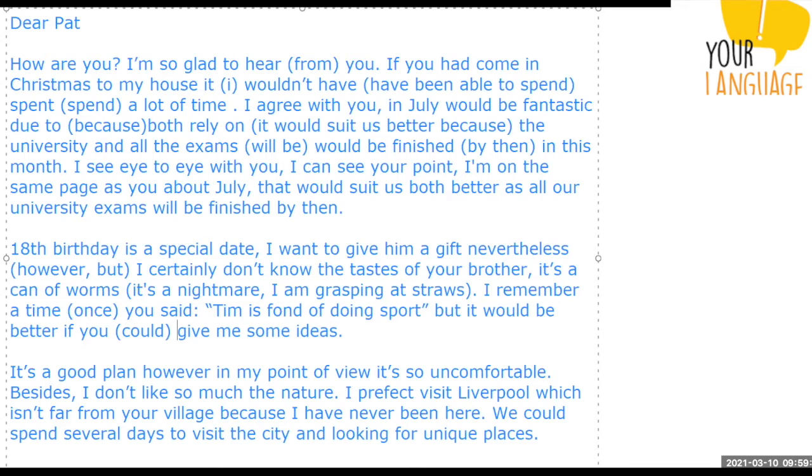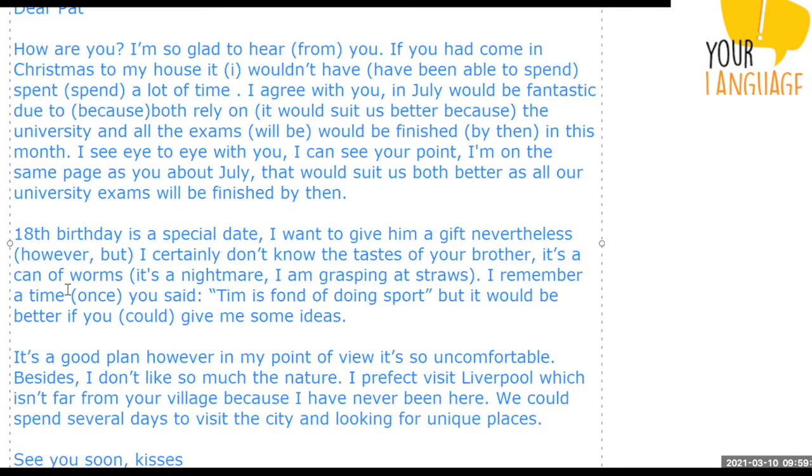Okay, here. It's a good plan. However, in my point of view, it's so uncomfortable. And she's talking here in the text they said about the camping, right? In the questions, they had to mention that she didn't want to go camping. So that's what she's talking about. So I would say, try and mention that. Instead of saying it's, I would say camping sounds like a good plan. However, in my point of view, it's so uncomfortable.